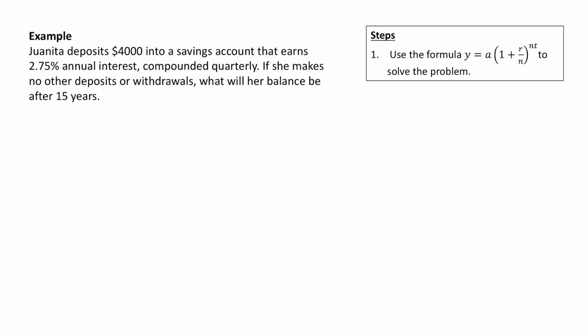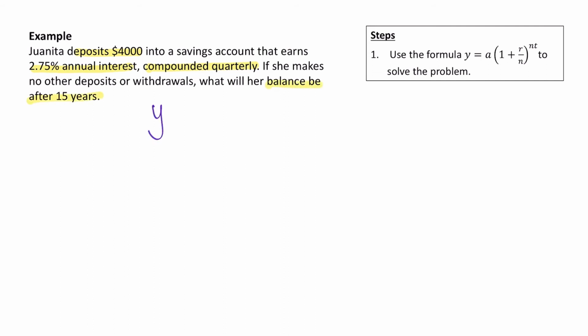It says that Juanita deposits $4,000 into a savings account that earns 2.75% annual interest, and that's compounded quarterly. If she makes no other deposits or withdrawals, what will be her balance after another 15 years? So she deposits $4,000 and gets 2.75% annual interest, compounded quarterly, and her balance in 15 years is what we need to find.